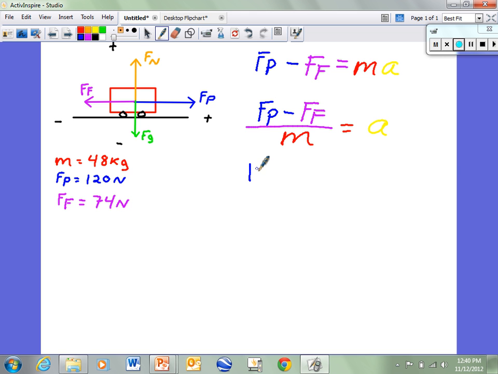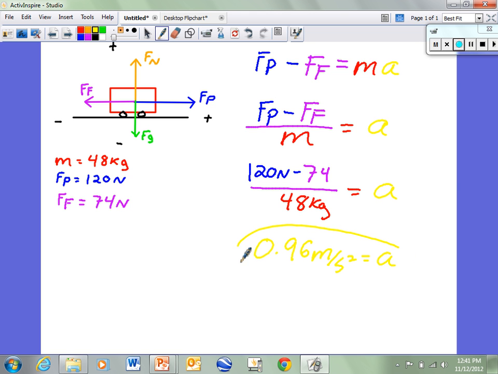Force of pull was 120 newtons. Force of friction is 74 newtons. And my mass is 48 kilograms. When I plug that into my calculator, it will give me the value for a. And when I do that, I get 0.96 meters per second squared equals a. And that's how we solve that one.